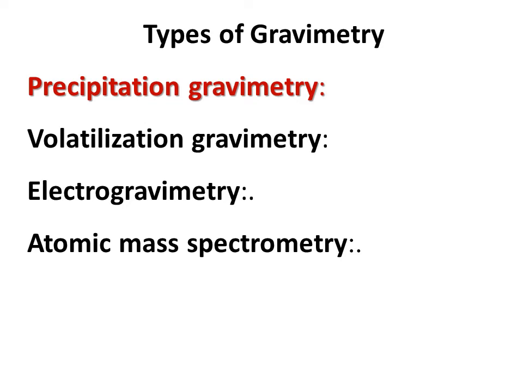And so there are different types of gravimetric analysis. We have precipitation gravimetric analysis, volatilization, electrogravimetry and atomic mass spectrometry. But we are most interested in precipitation gravimetry in this course. And like I said, in precipitation gravimetry, we usually have an analyte of interest and then a reagent, which is called the precipitating reagent, that comes in touch with the analyte of interest.